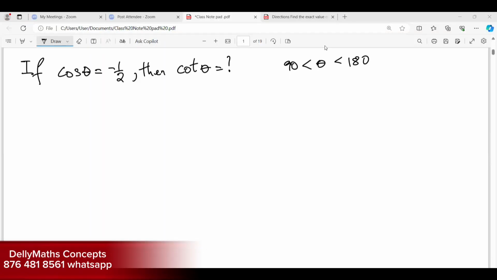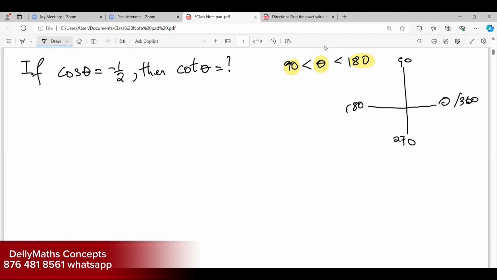The exact value of cot theta. We want to make note also that theta must be less than 180 and greater than 90 degrees. And this is telling us something because we just want to take a quick look here. This is 0, this is 90, this is 180, and this is 270. And then we go back to 360 here.